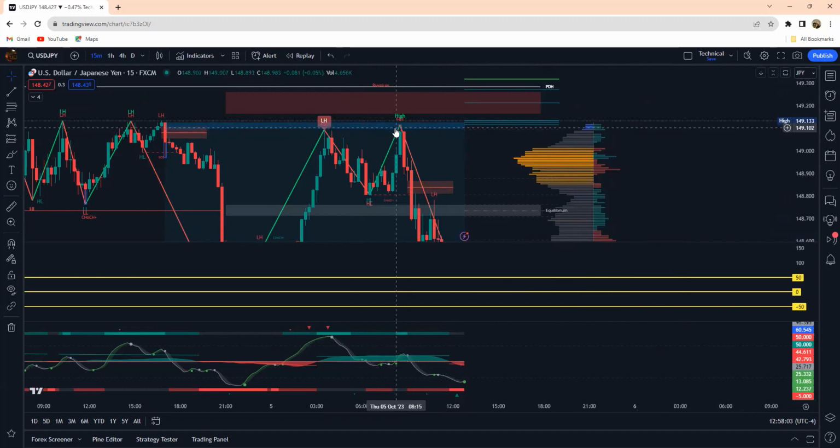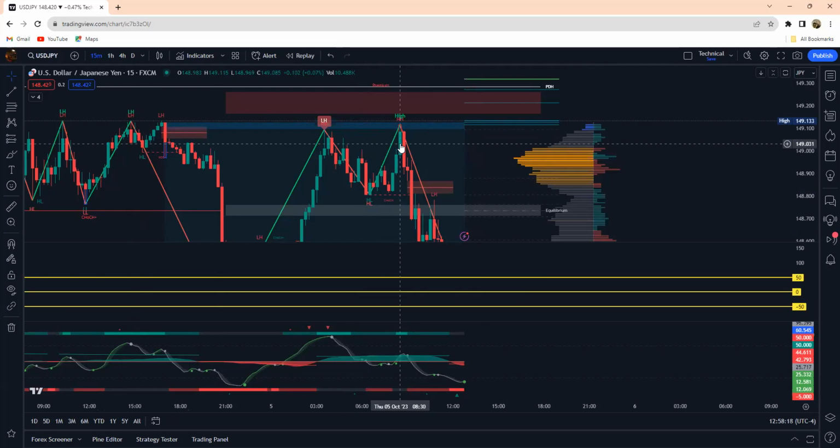And when I was looking to get into the trade, a couple of things that I look for: typically, if I'm looking for a sell trade, on market structure I'm looking for a lower high for me to get into a sell.